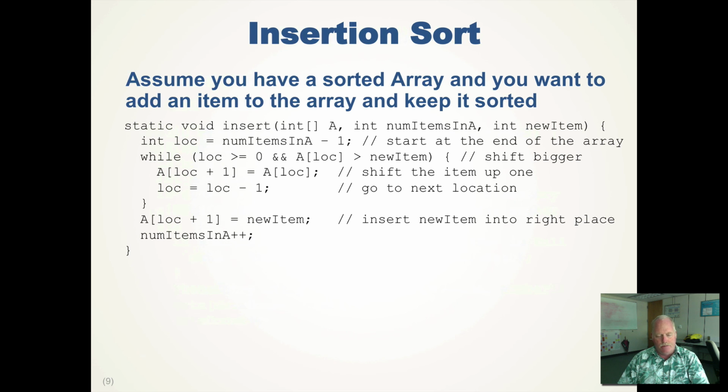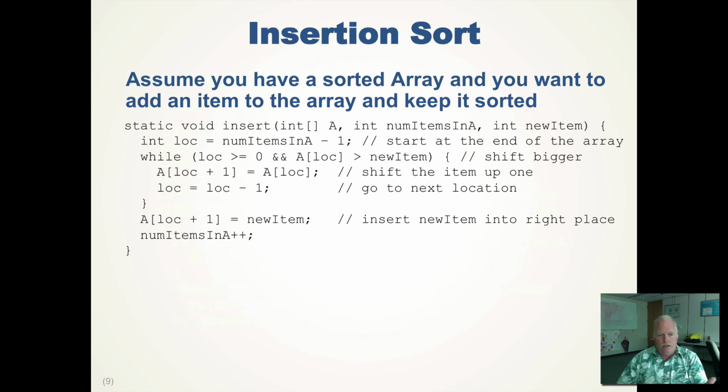The next thing we're going to talk about is doing sorts. Let's assume you have a sorted array and you want to add an item to the array and keep it sorted. So we want to insert this new item into the array A, and we have the number of items in A, and we know that A is sorted. In order to do that, we want to start at the right-hand end, the biggest side, because it's sorted from smallest to largest.